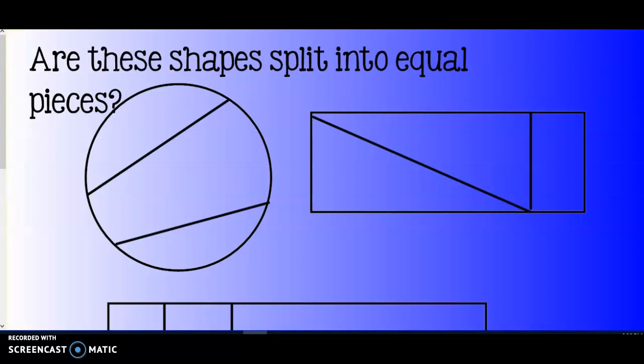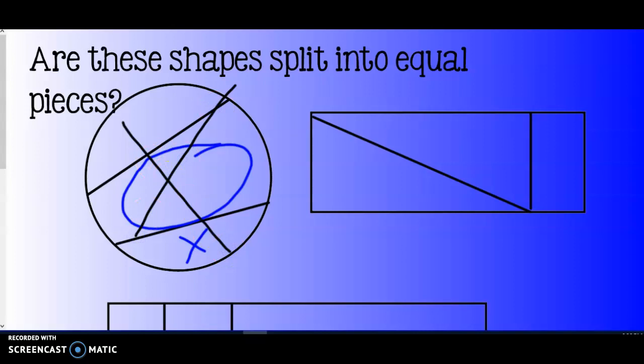Are these shapes split into equal pieces? Let's look at this circle. Would you like it if I took this piece right here and I gave you this piece? No, of course not, because I've gotten more than you. So is this split into equal pieces? No, that is not split into thirds.